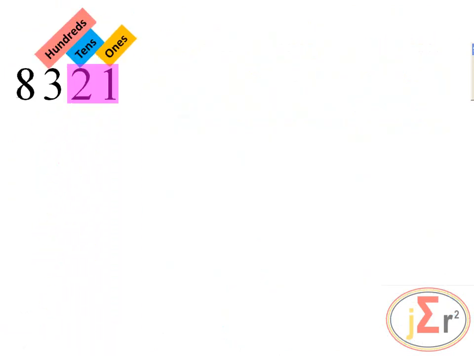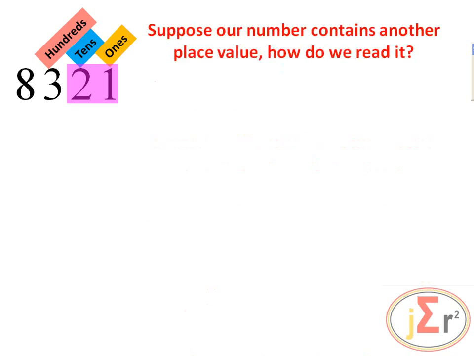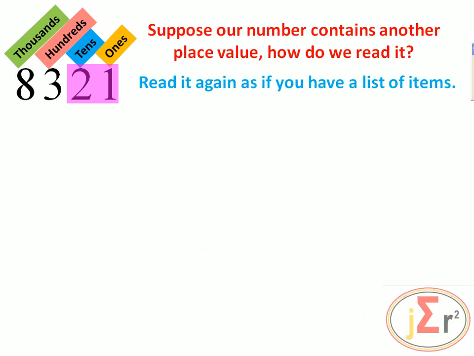Now we have another number to read. And did we say a number is a list of items, Jerry? Yes. A number is a list of items. Suppose our number contains another place value. How do we read it? There we have now our thousands place value. How do we read that number? Read it again as if you have a list of items.